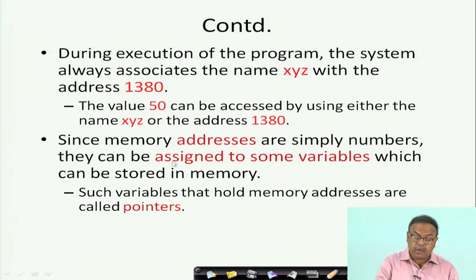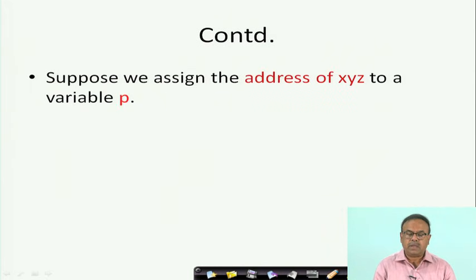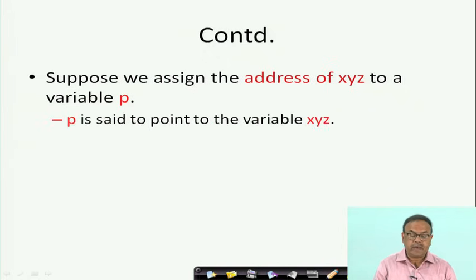Now, the variables which are holding these addresses are known as pointers. Memory addresses are just numbers, so I can also store them in some variables. The variable that will hold the address of variable xyz is the pointer to xyz. So, it is also naturally stored in some memory location. This is just the example that I was discussing right now.